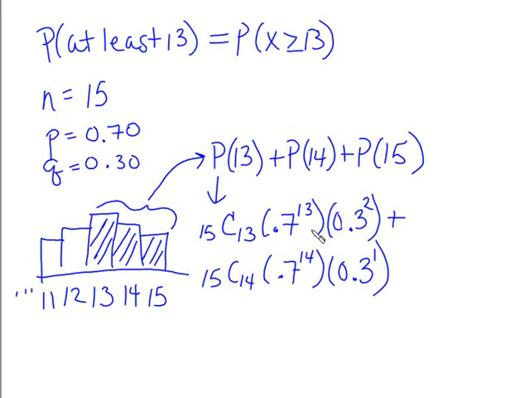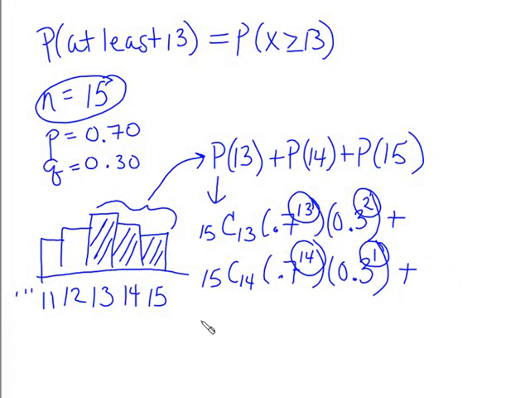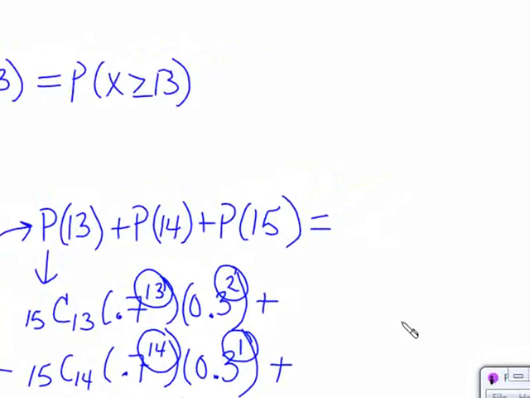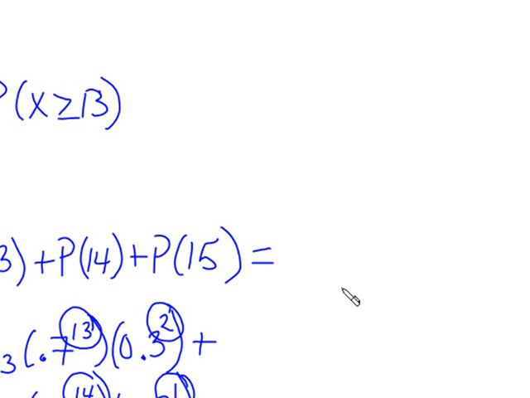Now notice how these exponents will always equal your total of n. 13 plus 2 being 15, 14 plus 1 also being 15, and then lastly we would do the combination for 15 and follow the same pattern. And that would give us our final probability for at least 13, which you should end up with, rounded, about 13%.